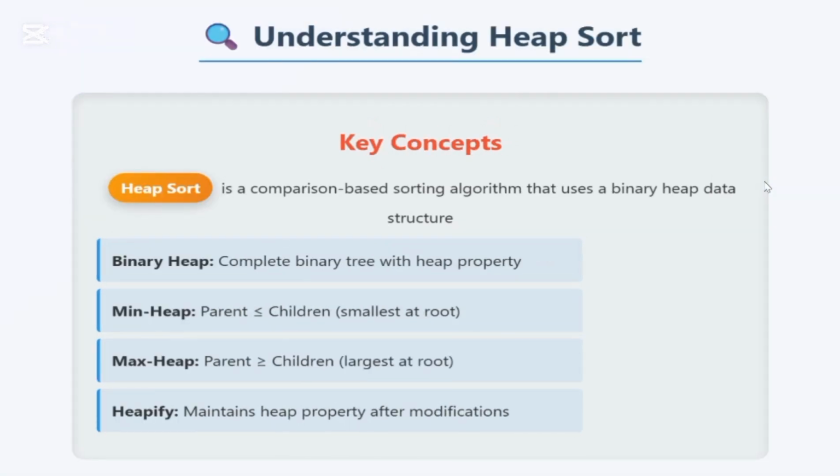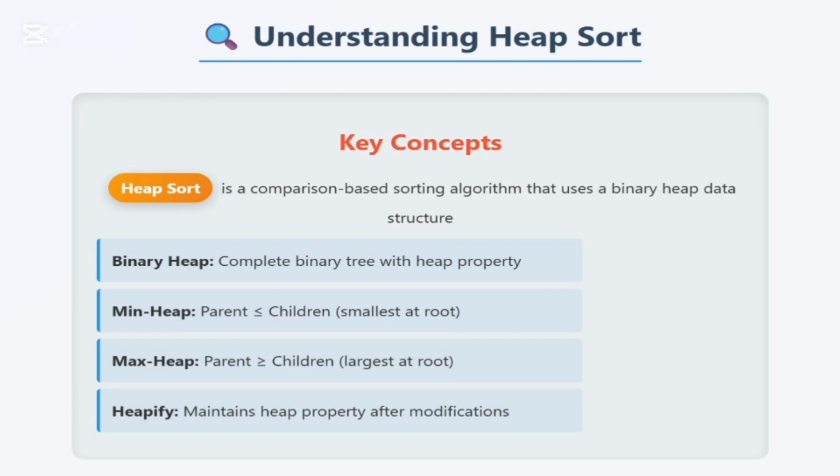To build our scheduler, we first had to understand how heap sort works, right? So here's the key concept. Heap sort is a comparison based sorting algorithm that uses a binary heap structure. A binary heap is a complete binary tree, meaning all the levels are fully filled from left to right, and it follows a specific heap property. There are two types of it, that is min heap and max heap.